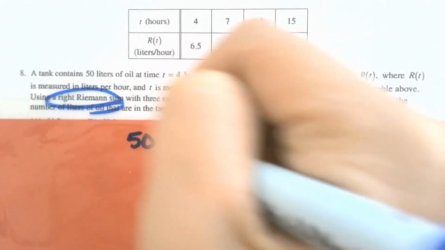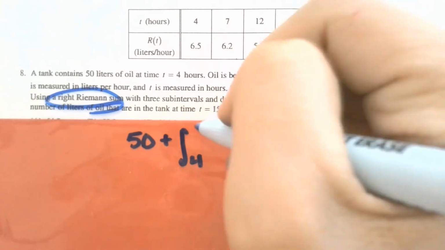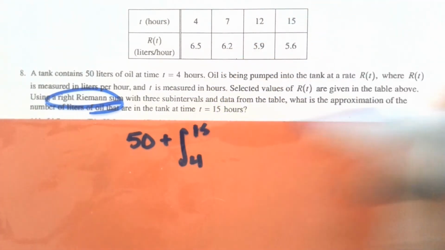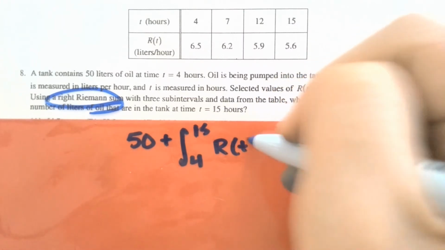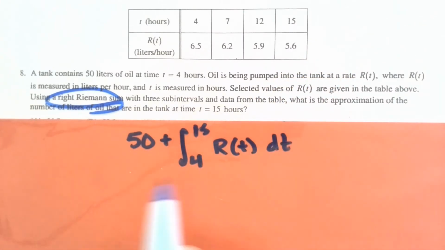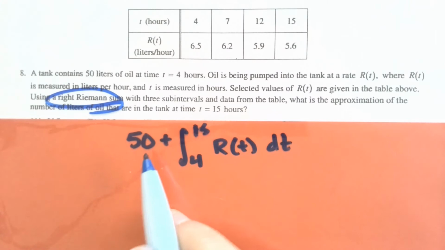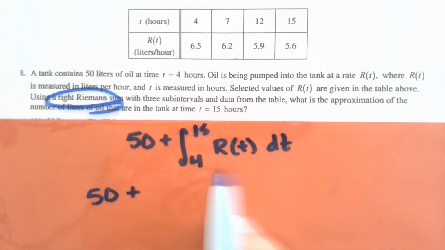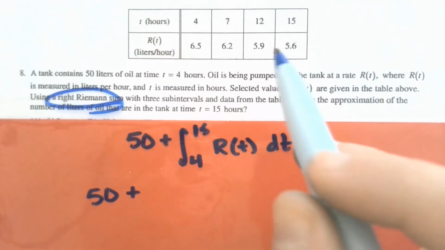So first, when we're finding the total here, we want to make sure that we are finding 50, because that was the original, plus the amount that gets pumped in from 4 to 15. We weren't given R(t). So make sure at the end here that we're adding 50 to it. But now when we go to estimate this interval, we're just using that right Riemann sum.